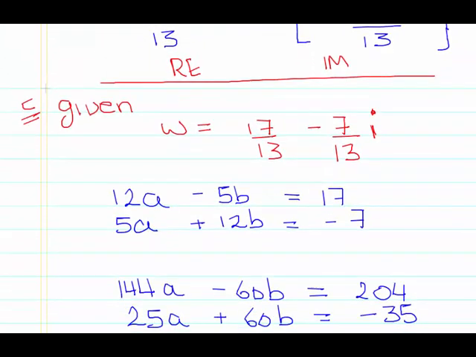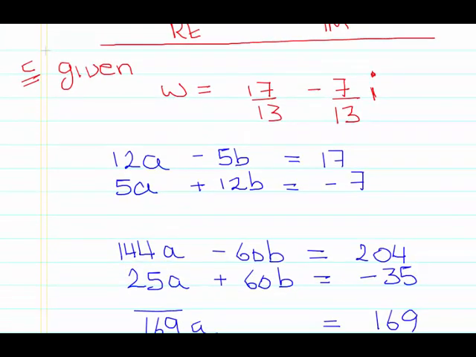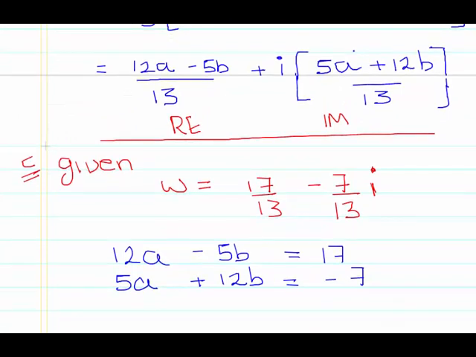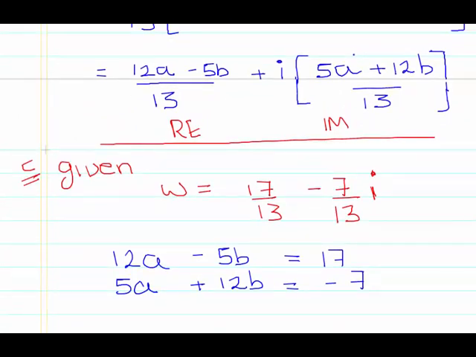Okay, now we're told in part C that that is equal to 17 over 13 minus 7 over 13 times i. Okay, so essentially what we have to do there is just figure out the values for a and b. So necessarily that part there is equal to 17 over 13. Okay, so essentially what I'm going to do there is just focus on the numerator and say that 12a minus 5b is equal to 17.